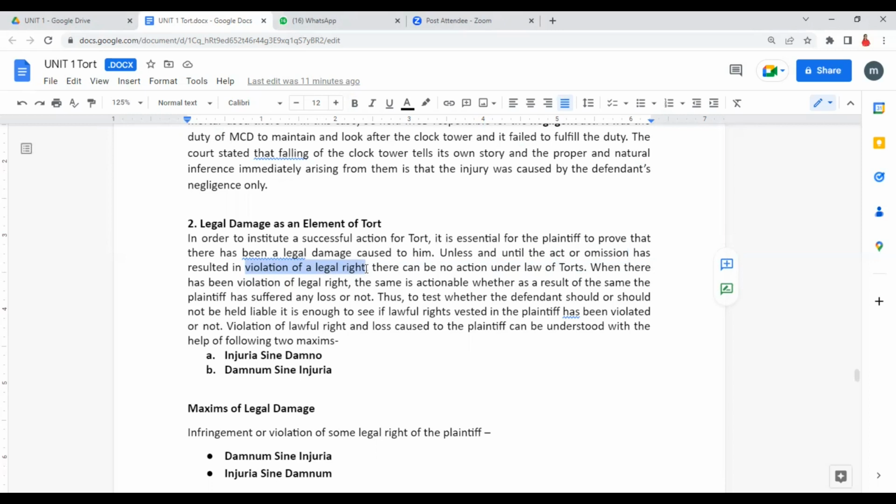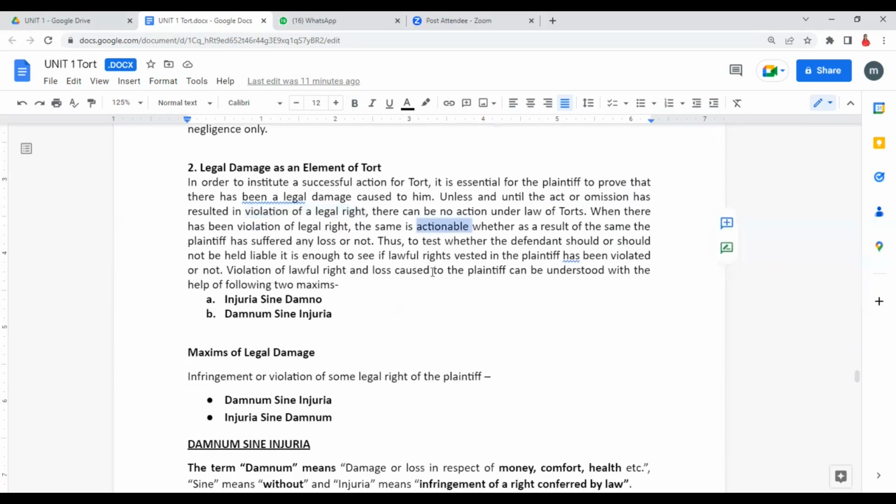Might be under some legislation you were given a right, and that right has been violated. That is important. Only in such a case we can file a case. Where there has been violation of a legal right, it is actionable. You can go to the court and seek a remedy or relief, whether you have suffered some actual loss that can be proved or shown to a person or not. What is important is that, whether the defendant should or should not be held liable, it is enough to see if the legal right vested in the plaintiff has been violated or not.